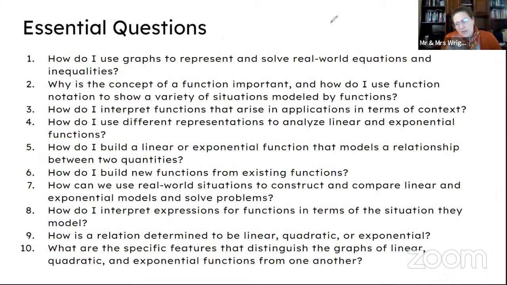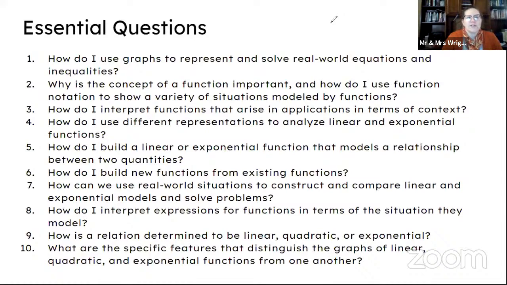All right, so all of these questions you should be able to answer or understand, know the information about by the end of this unit. And it's a short unit. I think there's only 4 or 5 lessons in it. So how do I use graphs to represent and solve real world equations and inequalities? Why is the concept of a function important? And how do I use function notation to show a variety of situations modeled by functions?